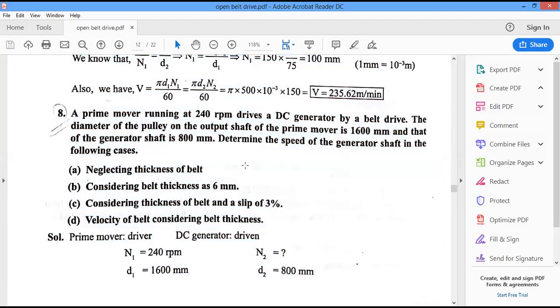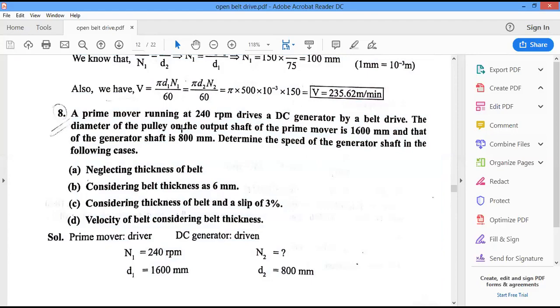A prime mover running at 240 RPM drives a DC generator by a belt drive. So the prime mover is going to be the driving end, and it is going to drive the generator to produce the power. So the generator end is going to be the driven end.